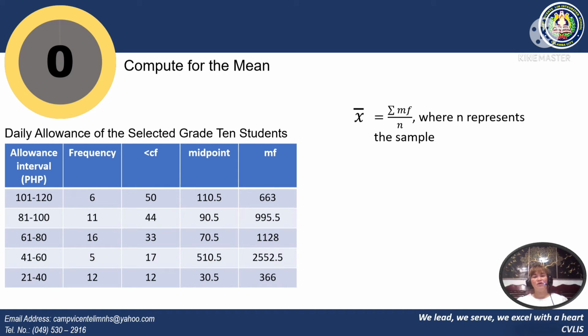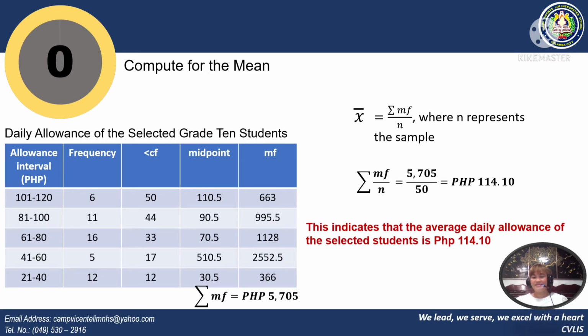Okay, so try to check if you obtained the correct answer. First, you have to get the summation of the product between the midpoint and the frequency for each class interval. So we have 663 plus 995.50 plus 1,128 plus 2,552.50 plus 366. And then we have 5,705 pesos. And then divide this by 50 for the total number of students. Okay, so the quotient is equal to 114.10. This indicates that the average daily allowance of the selected grade 10 students is 114.10.